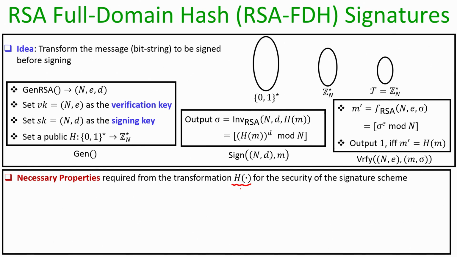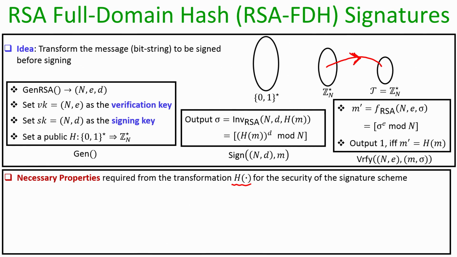I stress here that this full domain hash signature should not be considered as an instantiation of the hash and sign paradigm, because for the security of the hash and sign paradigm we need the fixed length signature scheme to be secure. But the fixed length signature scheme, which in this case is the plain RSA signature, we have already proved it is not secure.